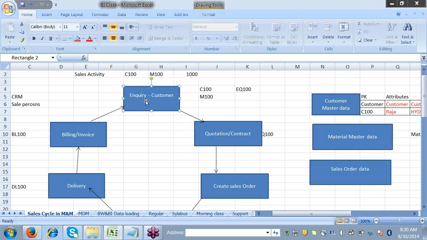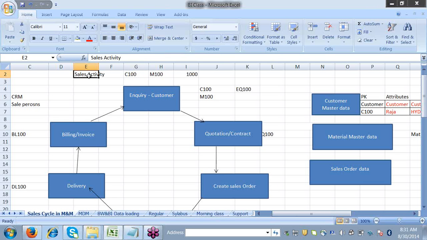At that time, the respective person will be taking that customer's information. So what sort of customer information will they be taking? It's the name, the address, and where he is residing. All that information will be taken by that respective person, right? That can be called master data. So if you want to know who this customer C100 is, how can you know? That will be stored in the customer master data table.